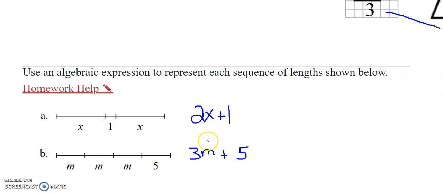Now, this is a good time to remember that if we see a variable with a number in front of it, it means multiplication, right? 3 times m, because multiplication is a faster way of doing addition. So m plus m plus m is the same as 3 times m. All right.